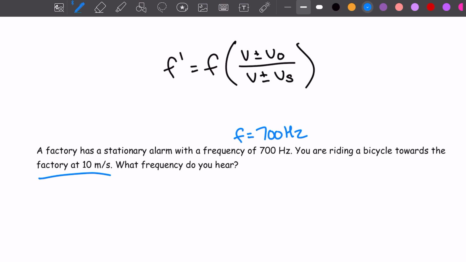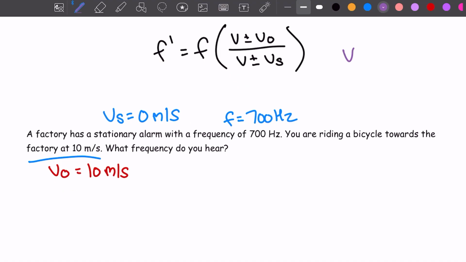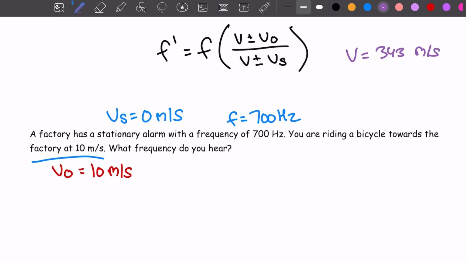This time, the source is stationary. We're told that here. So we know that V sub S is equal to 0 meters per second. And in this problem, this time it's us who are moving. So the speed of the observer is 10 meters per second. V is always going to be 343. So now we have all the information we need to solve the problem.